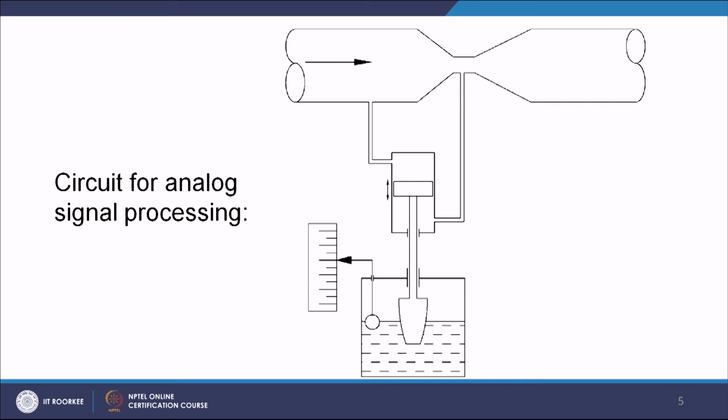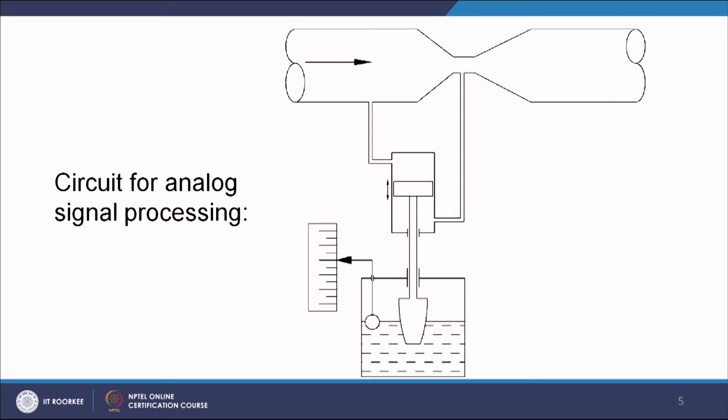Now, as we are having this piston movement, that can be easily converted to a stylus movement via some weight floating on the liquid, and you see here we are having a ball valve, and that ball valve is connected with a stylus.